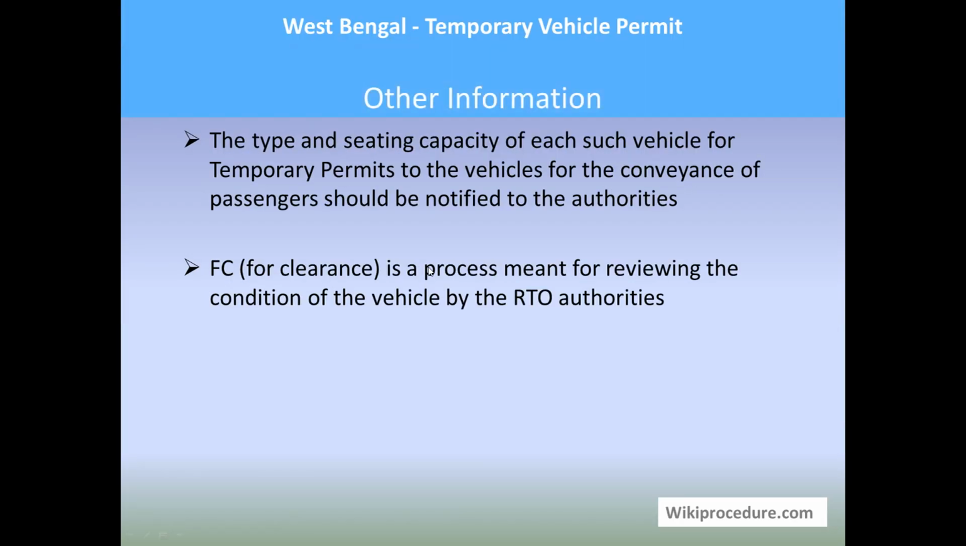Other information: the type and seating capacity of each such vehicle for a temporary vehicle permit for the conveyance of passengers should be notified to the authorities. FC for clearance is a process meant for reviewing the condition of the vehicle by the RTO authorities.